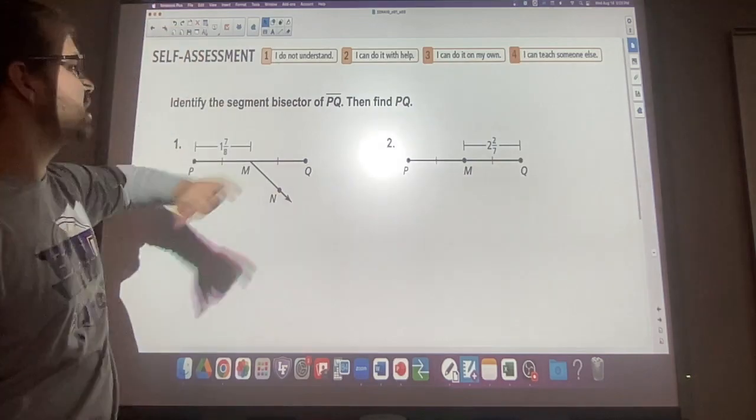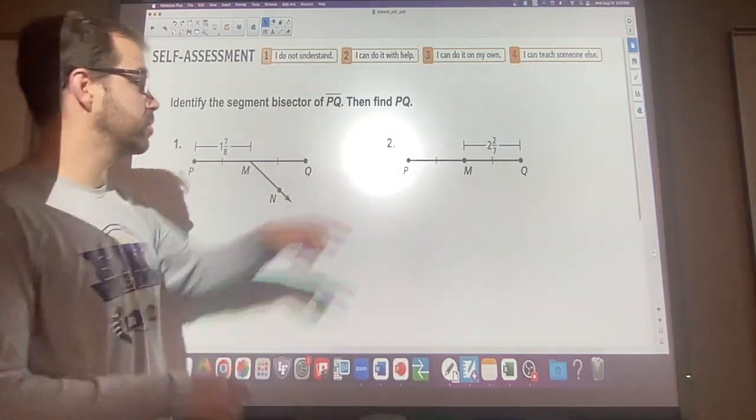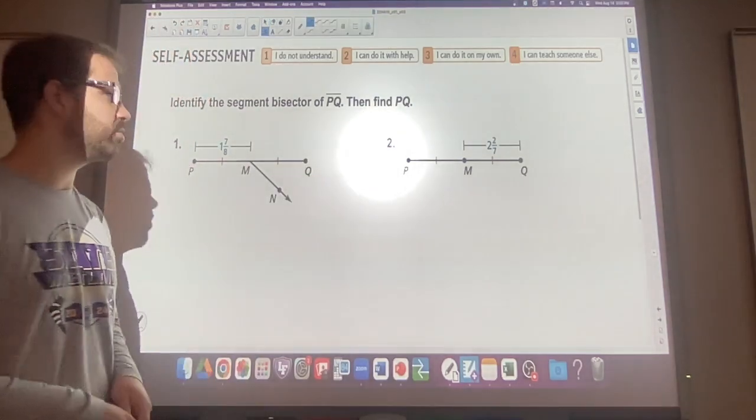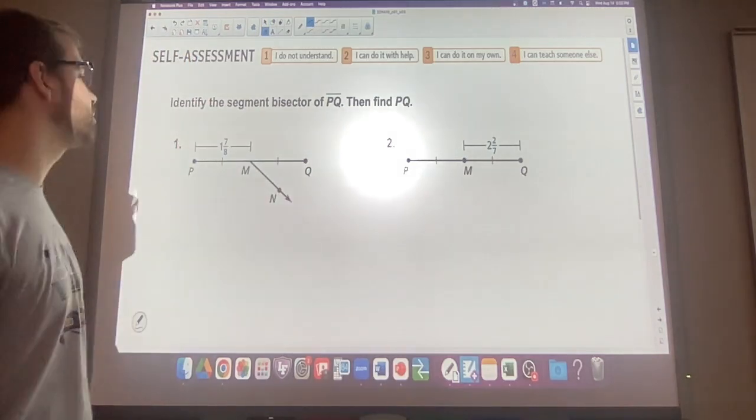All right, identify the bisector of PQ, and then find the length. So there's no symbol, the length of PQ. All right, try both of these. We've got fractions now. Pause it here, do these, and then I'll do them on the board.